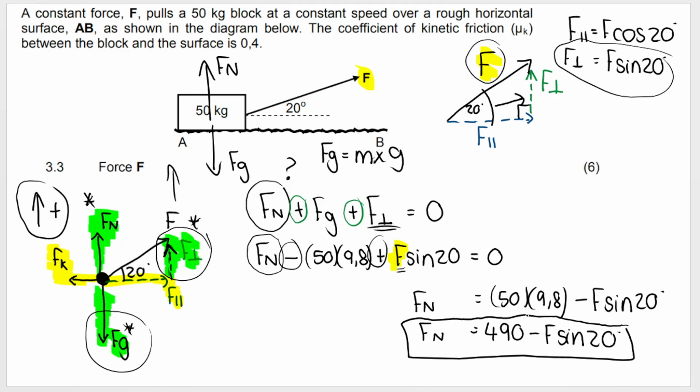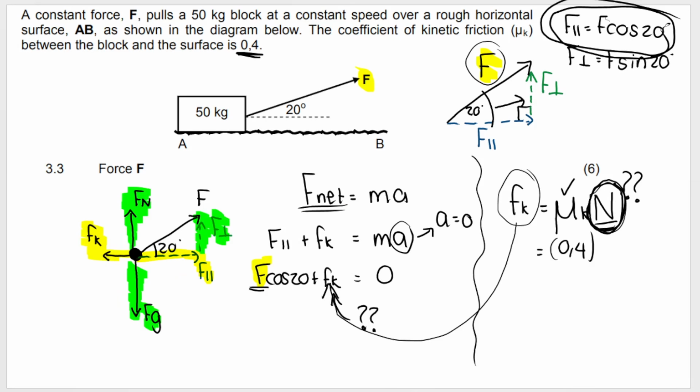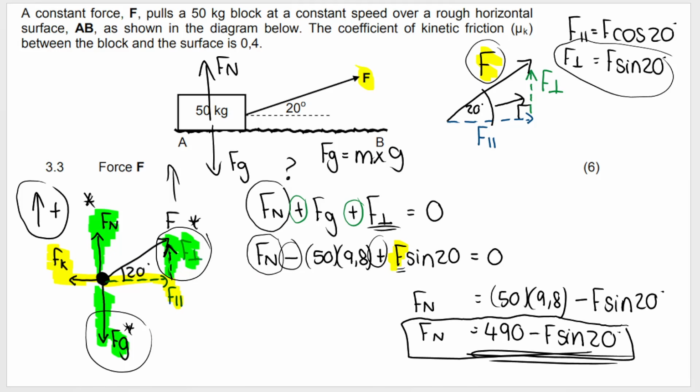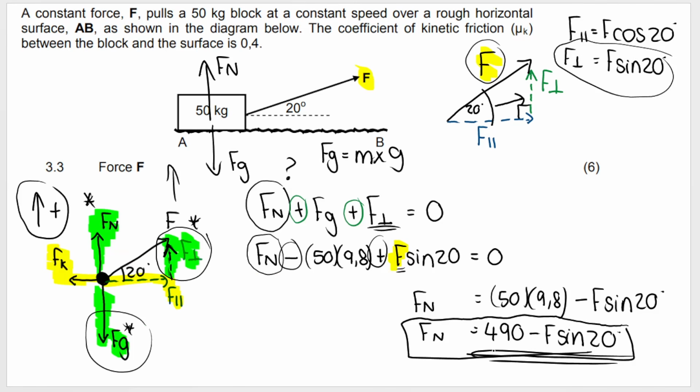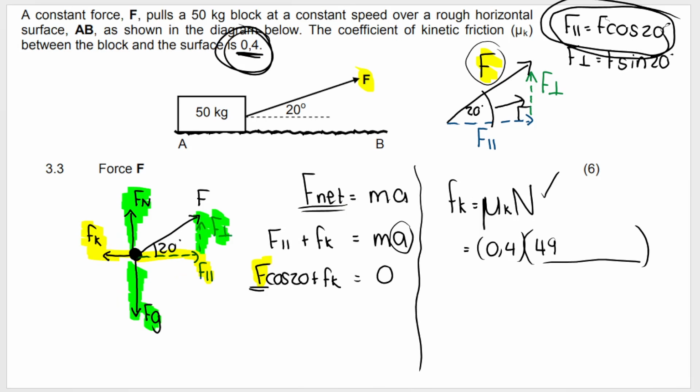So I'm going to take that. Remember, this is equal to the normal force, and in the place of n over here, I'm going to put all of this. I'm going to substitute. So remember, formula first, then substitute. This 0,4 was given to me in the question, and now in the place of n, what I'm going to put here is this whole thing: 490 minus F sin 20. Because this entire expression over here is the normal force. We just worked it out over here. I hope that this is making sense.